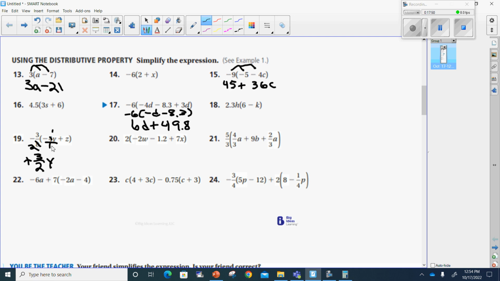All right, and because this is going to give me a 1, 3 times 1 is 3, 2 times 1 is 2. And then we have to multiply this to z, so a negative times a positive makes a negative, and this would be 3 over 8 z, yes, z. All right.